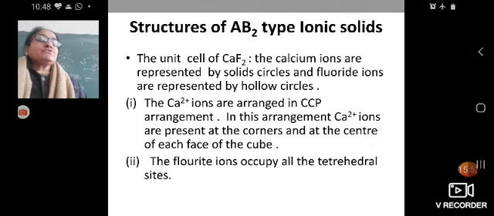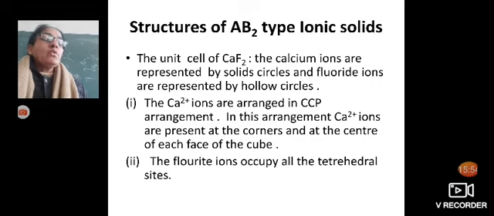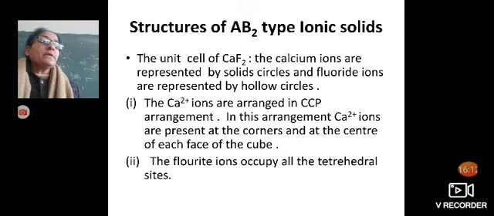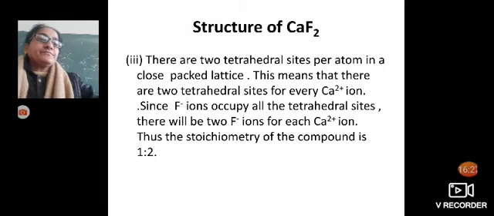Next is the structure of AB2 type ionic solid, calcium fluoride. Calcium ions are represented by solid circles and fluoride ions are represented by hollow circles. Number 1, the calcium ions are arranged in a cubic close packing arrangement, and in this arrangement calcium ions are present at the corners and at the center of each face of the cube. Second, fluoride ions occupy all the tetrahedral sites.